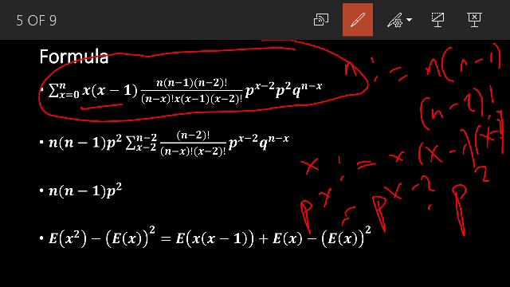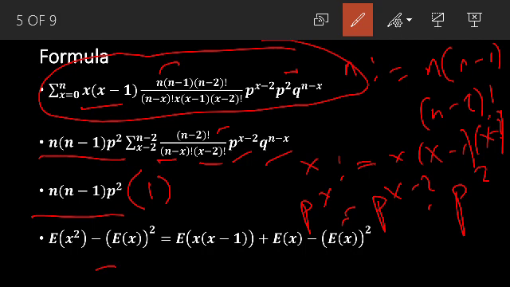Now let's bring out the constants here. n into n minus 1 here is a constant, we bring it out. Then your p squared here is a constant, we bring them outside the summation sign. So we are left with n minus 2 factorial, n minus x factorial, x minus 2 factorial, p raised to power x minus 2, q raised to power n minus x, which is also a binomial distribution. That is an arrangement for a binomial distribution, which is n combination x. So the summation of all that is equal to 1, since the summation of the total probability distribution is equal to 1. And that is how we got n into n minus 1 p squared.